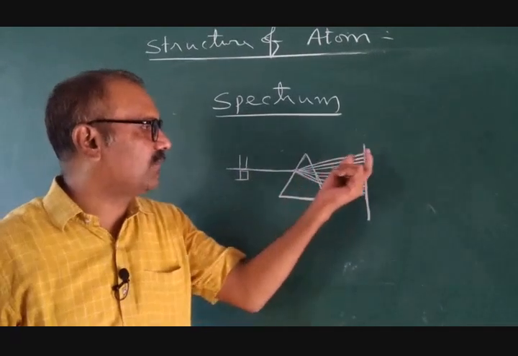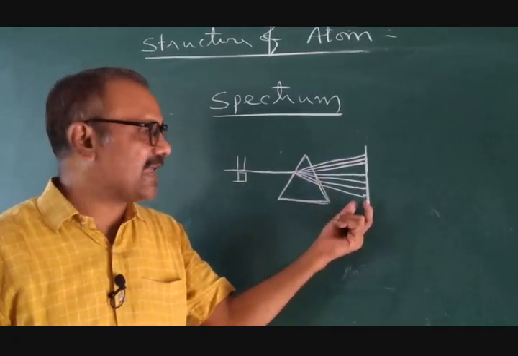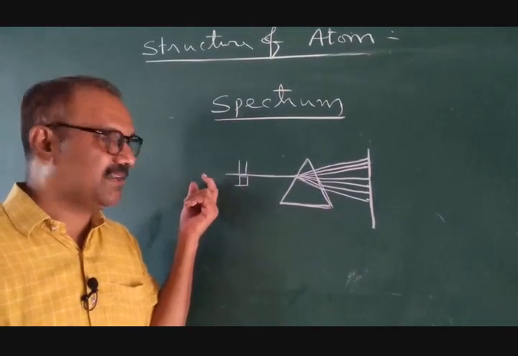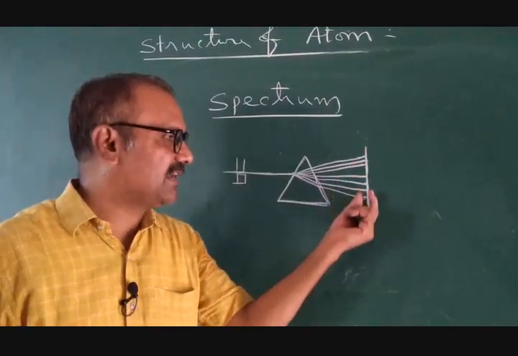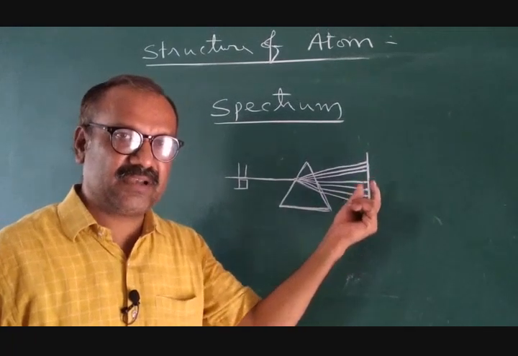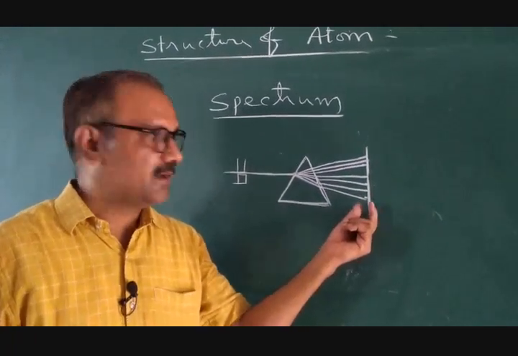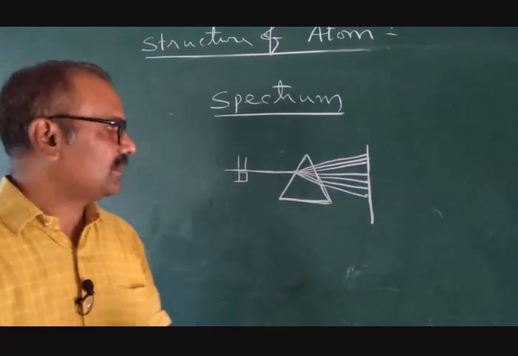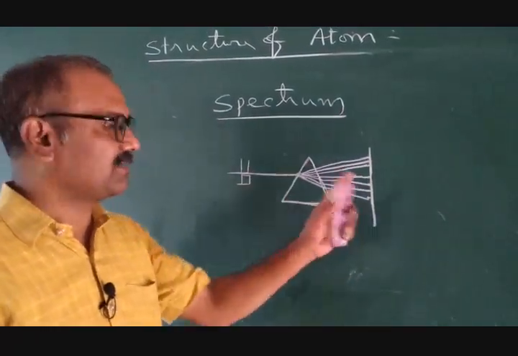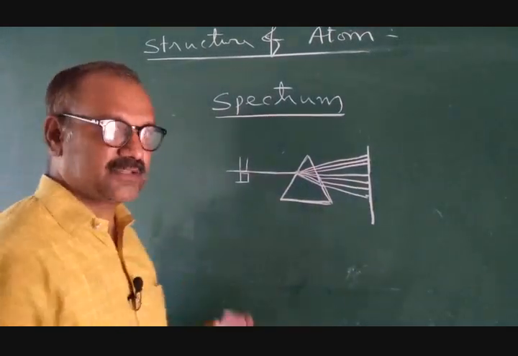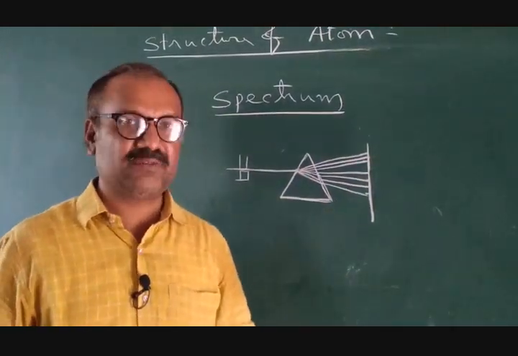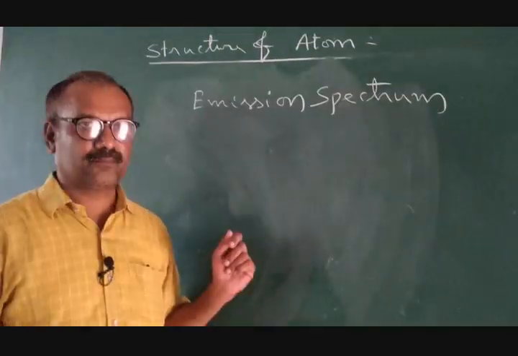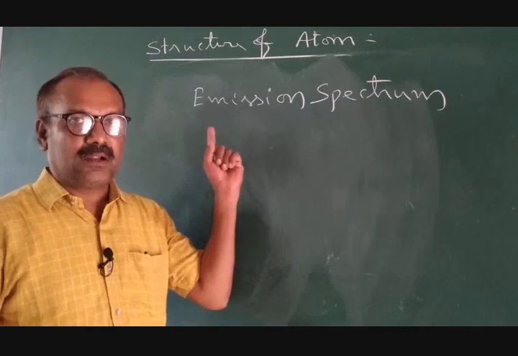Here, the spectral lines which are formed are the characteristics of atoms, molecules, or substances. Different substances will have different spectral lines. Different spectral lines are formed on the photographic plate. Now, spectra are of two types. First one is absorption spectrum. Second one is emission spectrum.